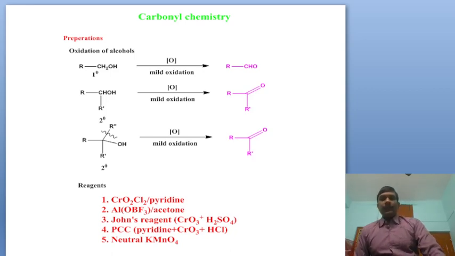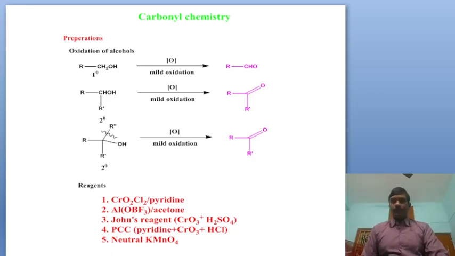Next slide. The preparation of the carbonyl compound. We can prepare the carbonyl compounds in various ways, like oxidation, reduction, etc. The first is oxidation of alcohol. We get carbonyl compounds from oxidation of primary alcohol. We will get the aldehyde on mild oxidation. If we do hard or harsh oxidation, we will get the carboxylic acid.